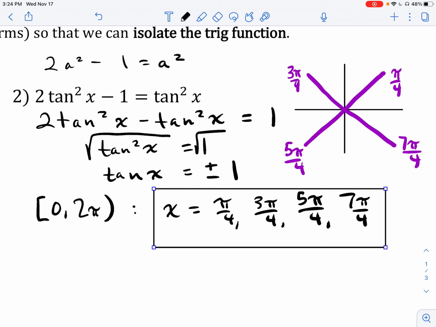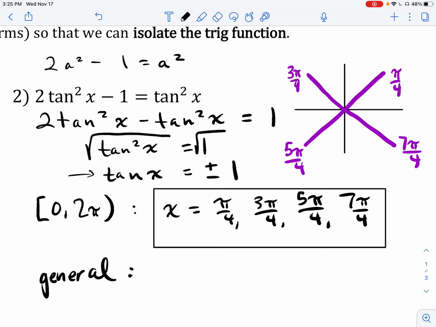That is, when I plug them back into my original equation, or even into this equation, I would get positive or negative 1. Now, what about my general solutions here, or all my solutions? Now, I could take pi over 4 and add 2 pi n, 3 pi over 4 and add 2 pi n, and keep on adding 2 pi n to come up with all the coterminal angles.